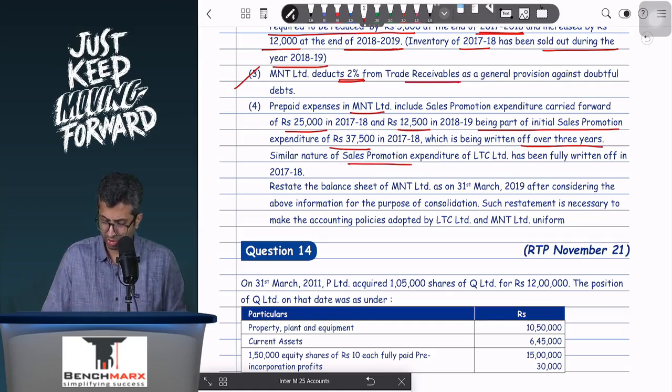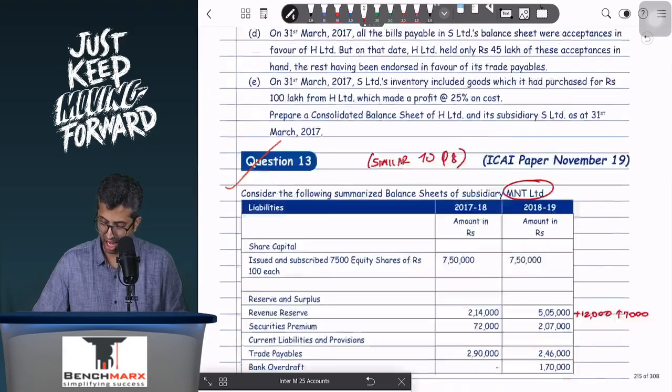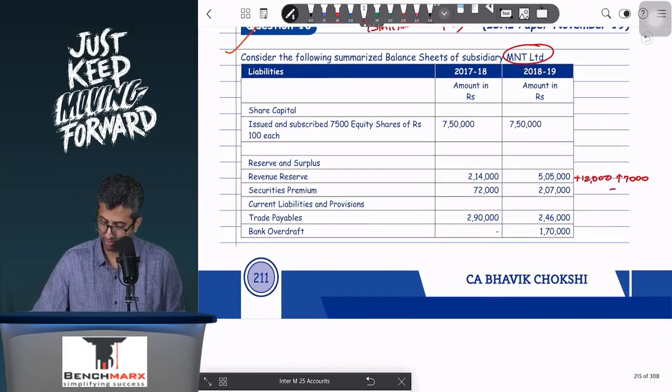Similar nature of sales promotion has been fully written off in the year 17-18 for the parent company, and hence over here for prepaid expenses we will subtract minus 12,500 and over here also minus 12,500, and that's about it. So I can take 5,05,000 minus 12,000 plus 7,000 minus 12,500. Again 5,05,000 plus 12,000 plus 7,000 minus 12,500 comes to 5,11,500. All else remaining the same.